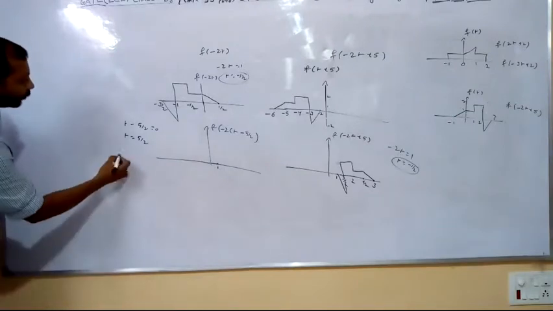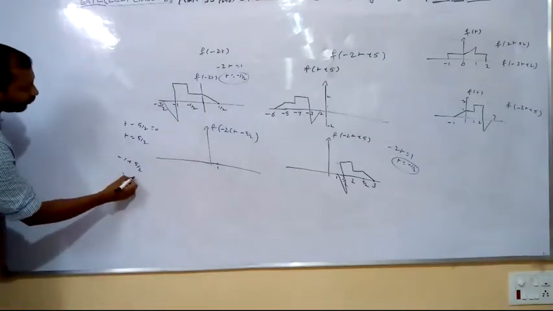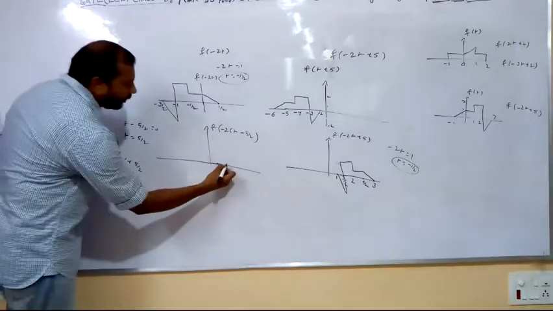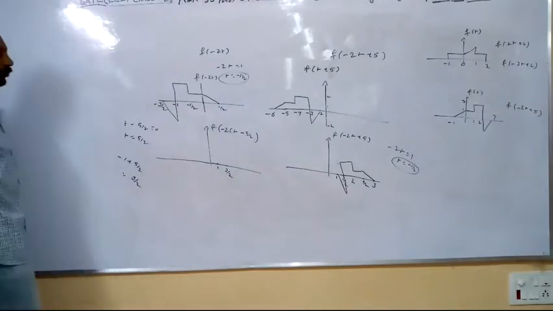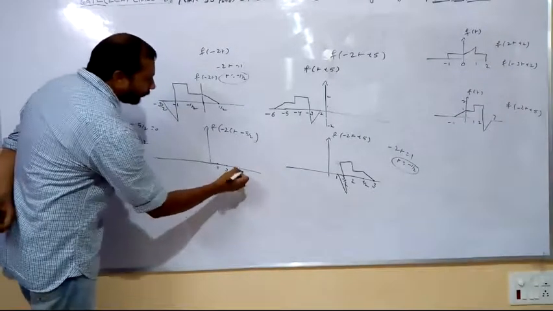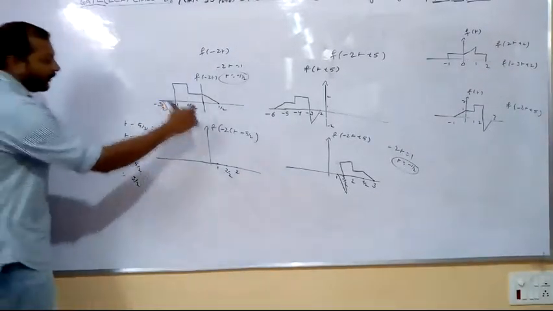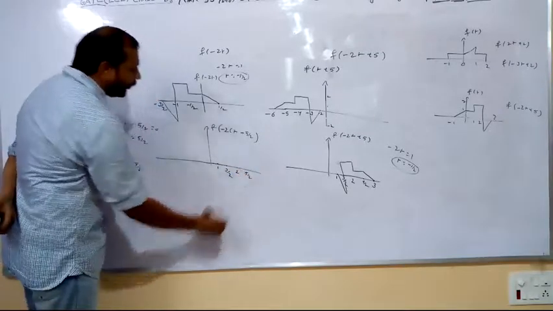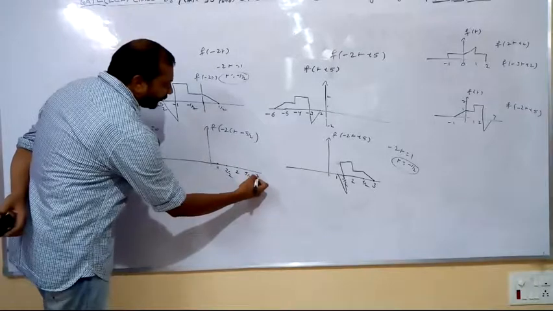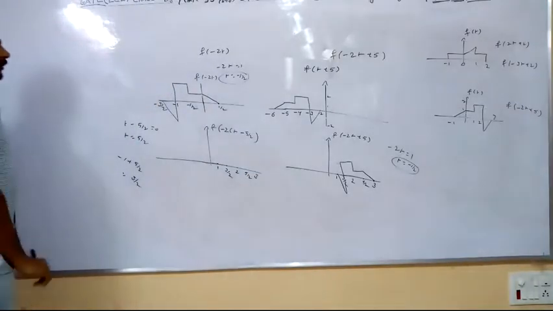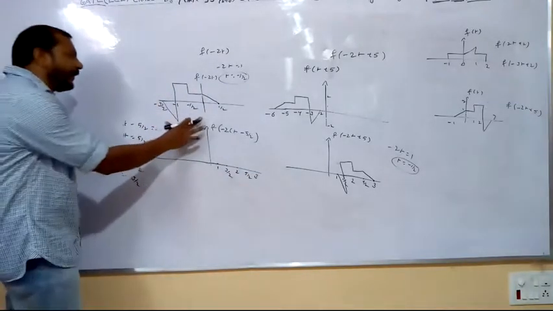And minus 1 plus 5 by 2, this value is equal to 3 by 2. And minus 1 by 2 plus 5 by 2, the corresponding value is equal to 2. And 5 by 2 plus 0, the corresponding value is equal to 5 by 2 only. And 5 by 2 plus 1 by 2, the corresponding value is equal to 6 by 2, which is 3 only.